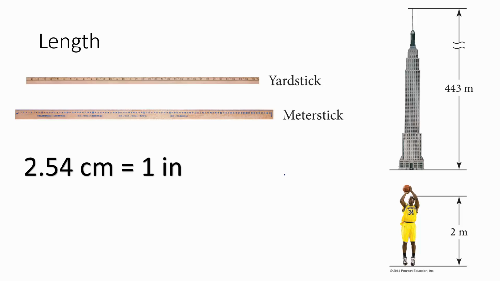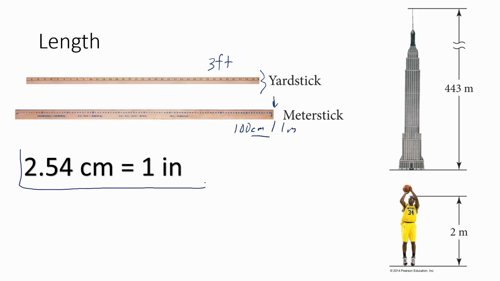So length. We just want you to get used to this. We're going to be doing more math related with this in terms of things like converting from one set of units to another later. But for right now, just get an idea. A yardstick, which is 3 feet, is a little bit shorter than a meter stick, which is 1 meter or 100 centimeters. Centimeters, cm is the abbreviation.